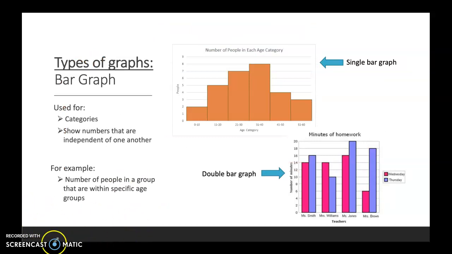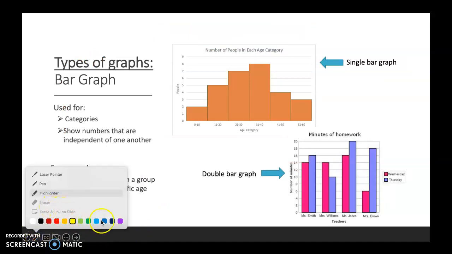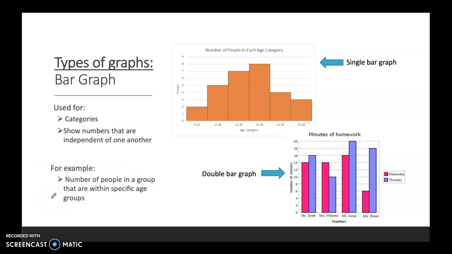All right, now let's talk about types of graphs. There are 3 different types of graphs that we will be using in science. The first is probably the one you're most familiar with, which is the bar graph. You can have a single bar graph, a double bar graph, a triple, quadruple. There's no limit to the number of bars.